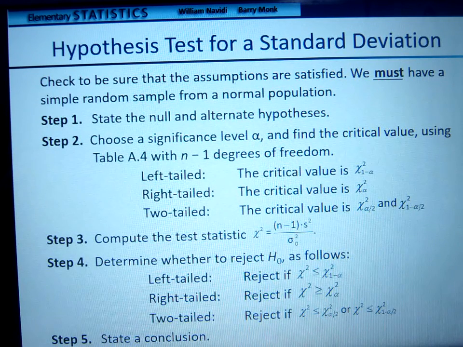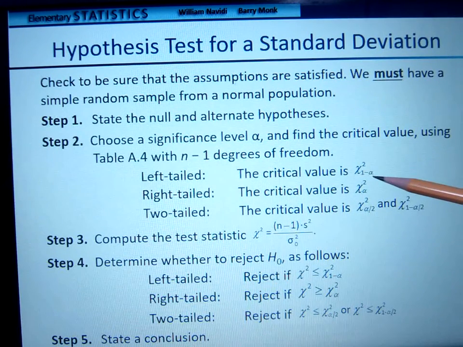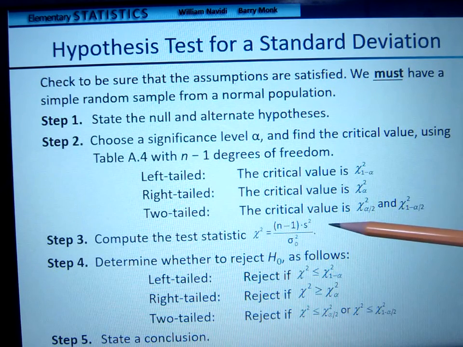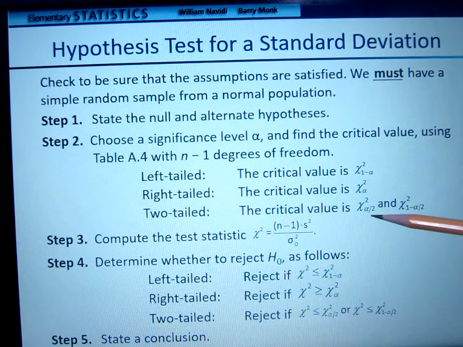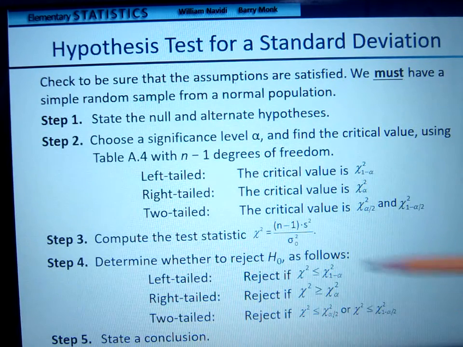If we have a left-tailed test, the critical value is chi-squared sub 1 minus alpha. If it's right-tailed, it's chi-squared sub alpha. And if it's two-tailed, it's chi-squared alpha over 2 and chi-squared 1 minus alpha over 2. Step 2, we compute the test statistic.